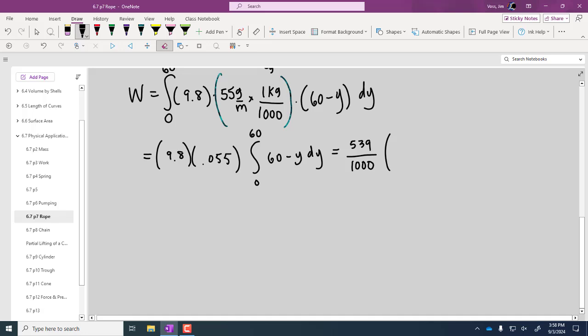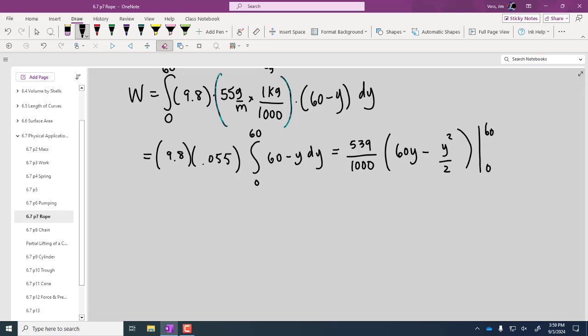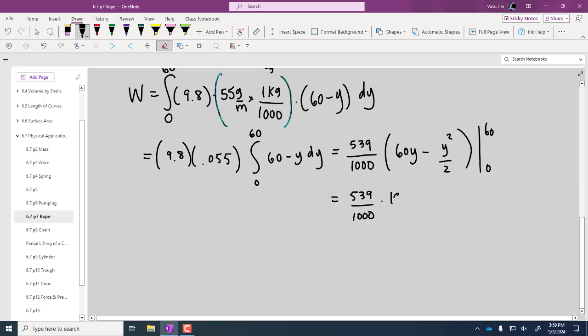So 539 over 1,000. I guess that's one way to change to a fraction. And then we integrate here. We'll have 60 times y minus y squared over 2, and that's 0 to 60. So this will be 539 over 1,000 multiplied by, plug in 60 there and we get 3,600. Subtract off 1,800. So we're going to get 1,800.